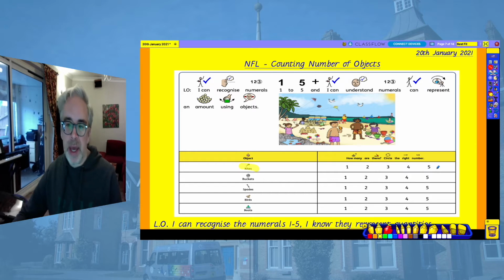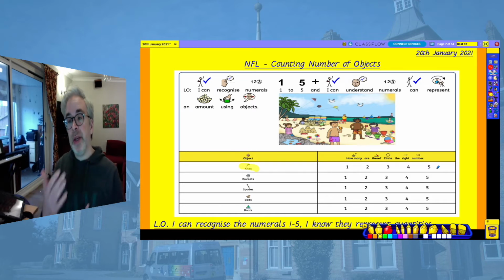Now, when you count things, I'm going to give you a little hint, a little tip. It's really good to make a mark to show that you've counted it. Otherwise, and it's quite an easy mistake to make, you end up counting the same thing twice or maybe even more times, and you end up getting the wrong number down.